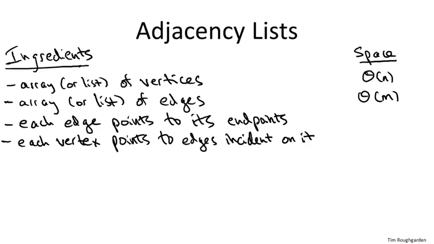Now, each edge has to keep track of both of its endpoints. So that's 2 pointers, but 2 is a constant. For each of the m edges, we have constant space to keep track of endpoints. So that's going to give us another theta of m, constant per edge.